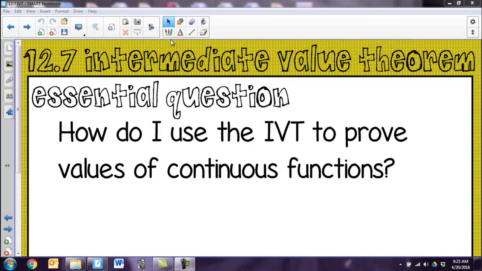Hey guys, today we're going to talk about another theorem, the intermediate value theorem, which means that most of your work today is the answer to the problem. These are kind of a little bit like proofs. So let's first talk about what this theorem is and what we can do with it.